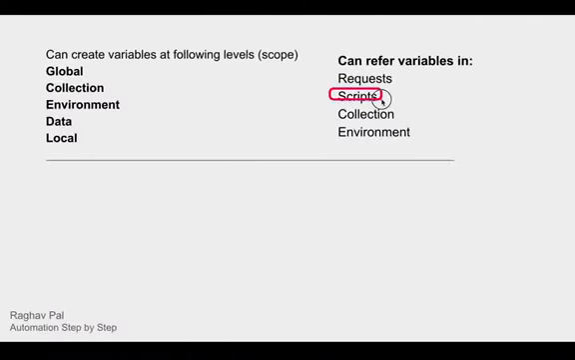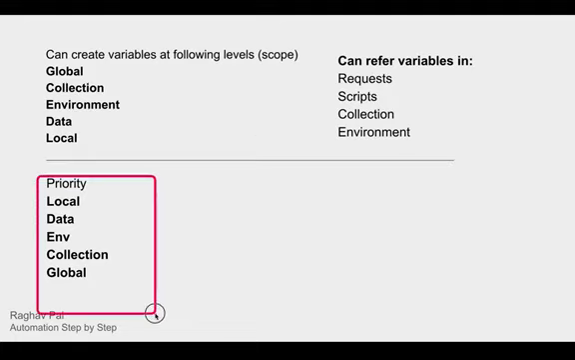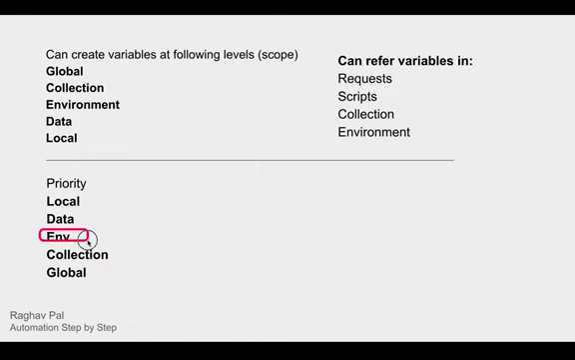We can refer variables in scripts. In the coming session, I will show you how to create, how to get and set variables from scripts. We can refer variables at collection level, at environment level as well. And when you have variables at multiple levels, and sometimes if you have the same variable name at multiple levels, then this is the priority that will be followed. For example, if you have the same variable called username at environment level and also at a collection level, in that case, when you run your request, the variable from the environment level will be referred. So this is the priority, and this is how we can use variables.